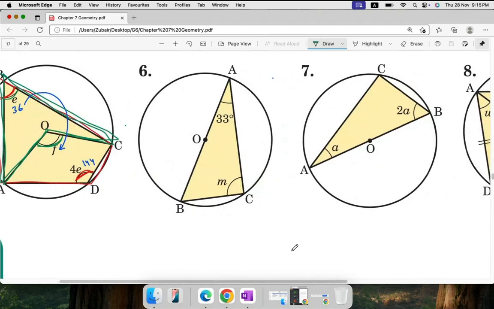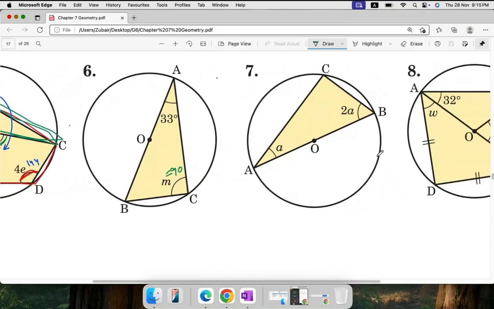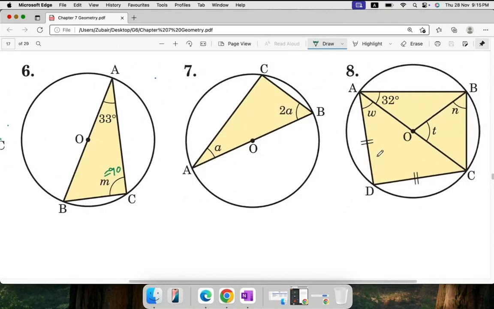Number 6. Now this is angle subtended on diameter, so M is straight away 90 degrees. Try number 7. Aris, are you with us? Also doing. Try question 7. Value of A. So A will be 30. Correct.